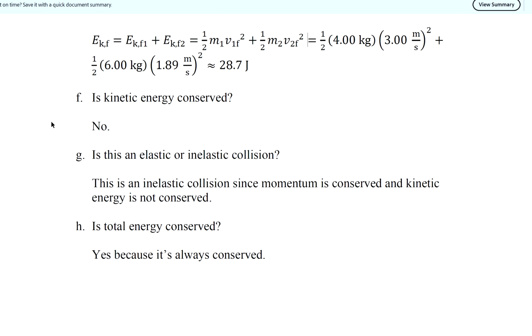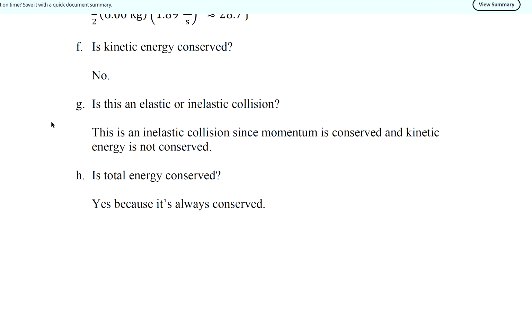Is this an elastic or inelastic collision? It's inelastic, since kinetic energy is not conserved. And is total energy conserved? Yes, because we have the law of conservation of energy. It's always conserved.